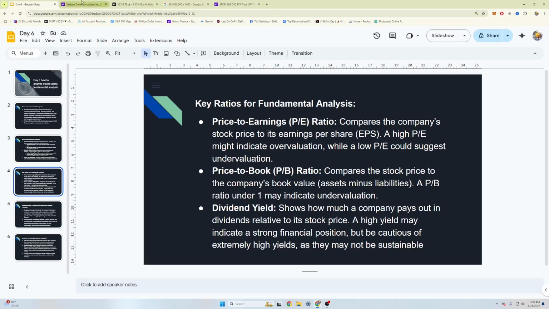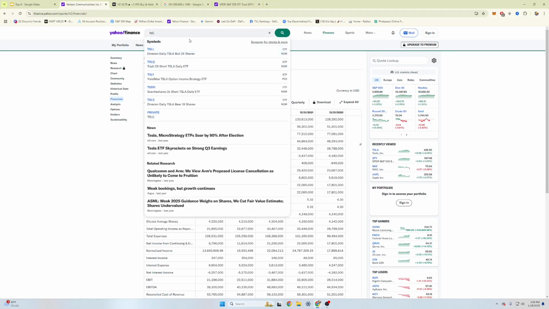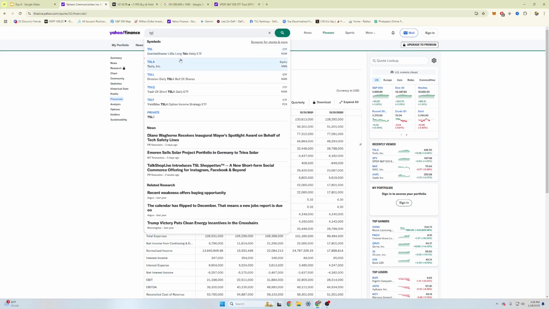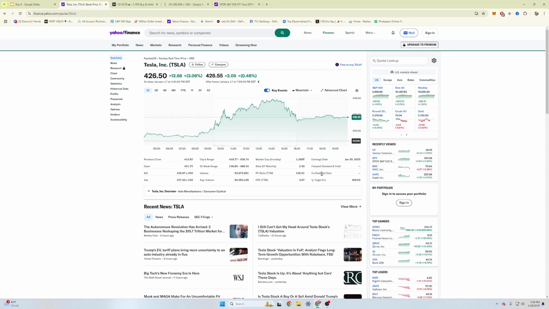And I like Tesla. I don't even think Tesla pays a dividend yield. So let's look at the summary of Tesla. We'll pull up Tesla back up right quick. So the summary. Yeah, Tesla doesn't even pay a dividend yet. So some companies don't pay a dividend, but Tesla focuses on growth.